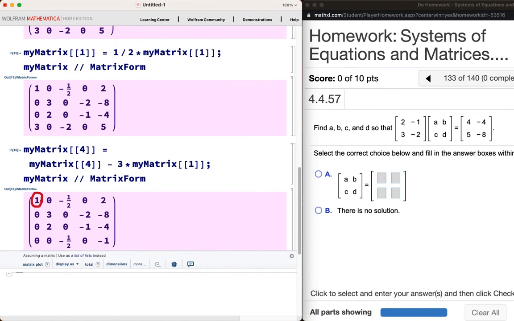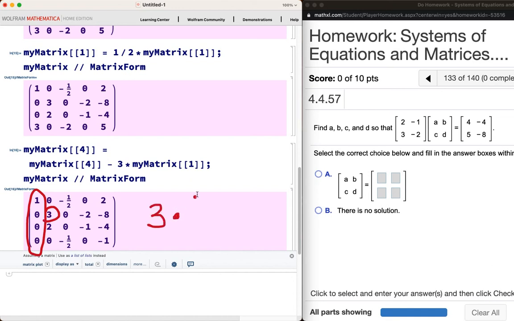Okay, and what you want is a column where the first element is 1, and then all of the elements below are 0. So then we go over here to this number. This number 3 has to get changed into 1. How do you change 3 into 1?